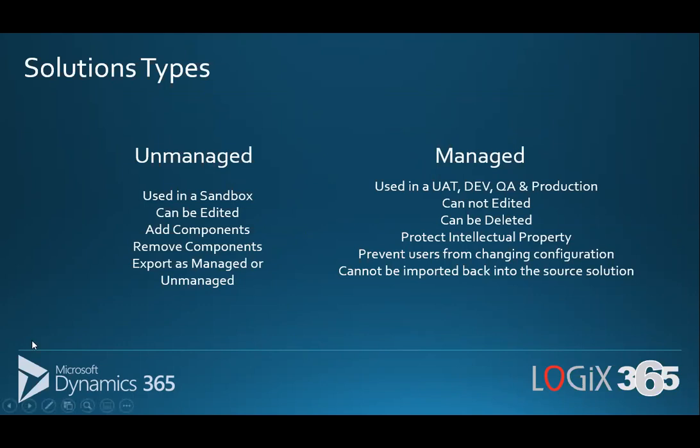All right. An unmanaged solution also has the ability to be exported as a managed or an unmanaged solution. So what's the difference? The difference between the two really is an unmanaged solution is where you are actually doing your building and constructing your CRM solution. Once you're happy and it's working, you will export that solution in a managed state. Once you export it in a managed state, it locks up that solution. Why do people do it? They do it to prevent users from changing their configuration, to protect intellectual property, and so forth.